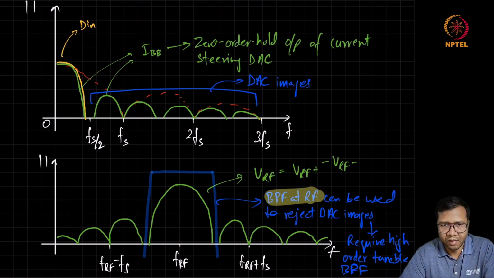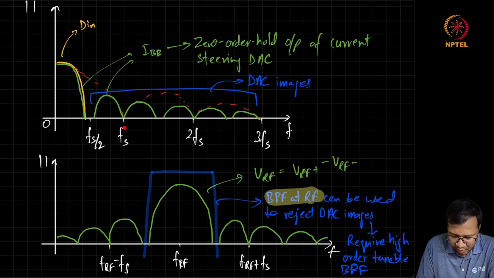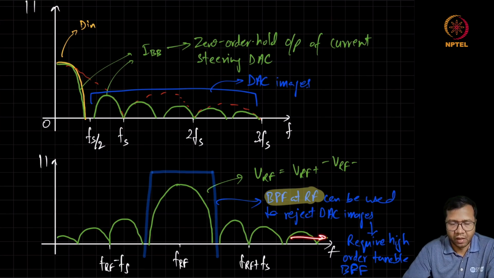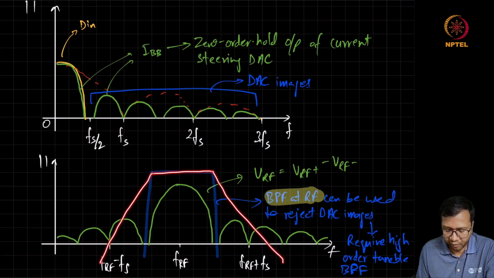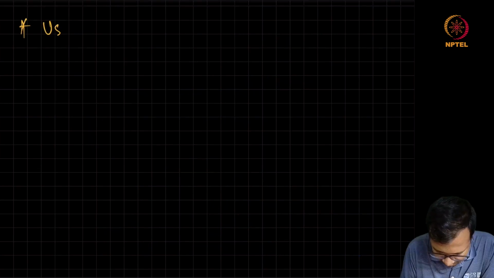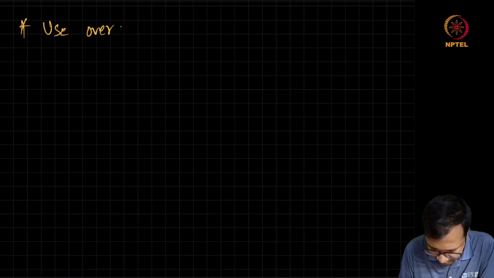So what is the other solution? We've already seen in the case of anti-imaging filter design that if we can push this sampling frequency to a higher value, then automatically these images will appear at a higher offset. As a result, we can afford to have a shallower roll-off for the bandpass filter at the RF and still reject the DAC images.